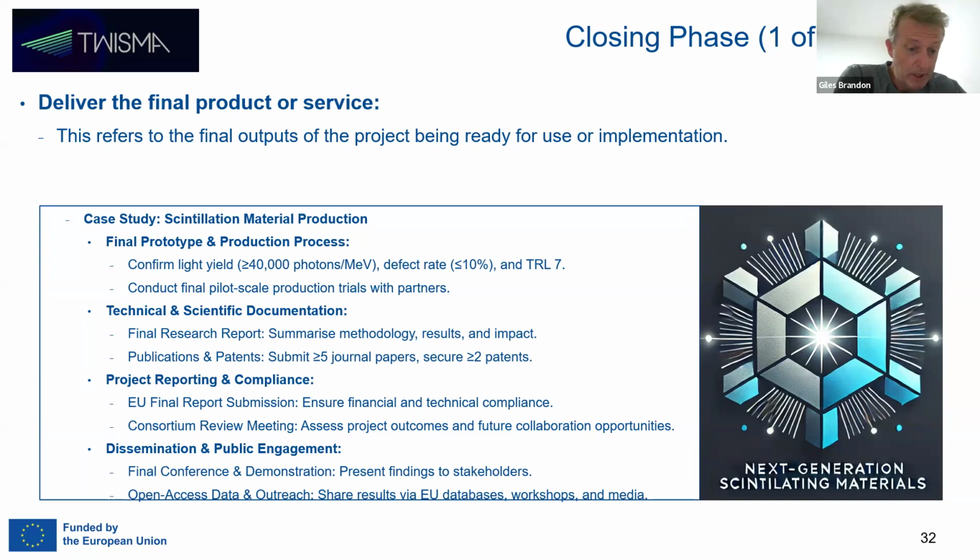On the dissemination and public engagement aspects, often with research projects, there's some kind of final conference where the main results of the projects are presented. We also need to think about open access data and outreach. So any data produced should be publicly accessible. Any papers that we've produced should be in open access journals, open access repositories.